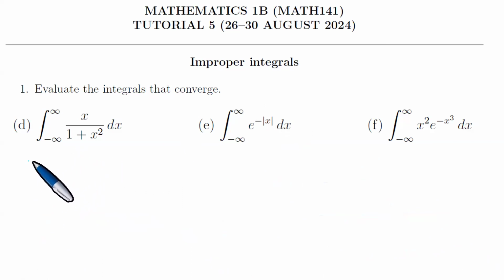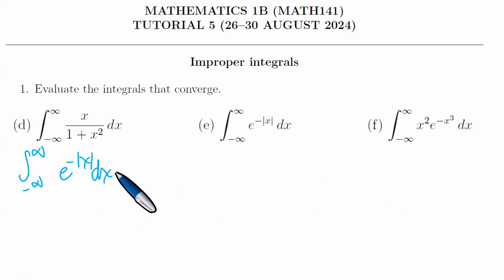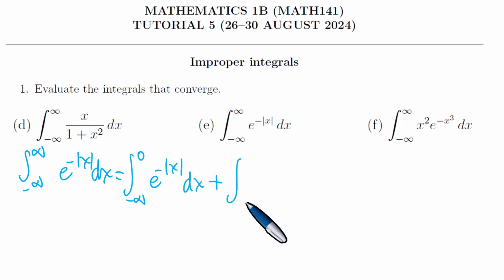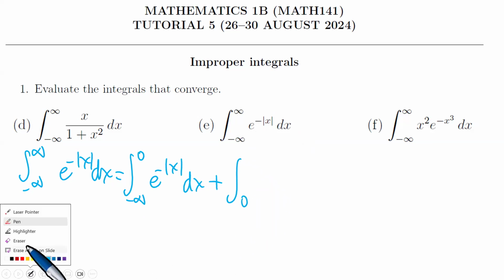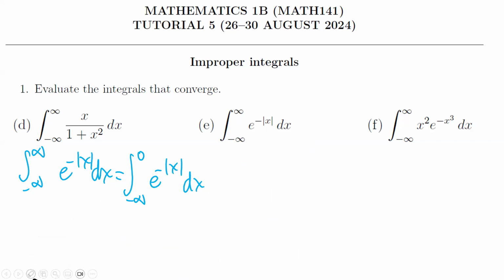For example, you can consider this as minus infinity to infinity of e to the minus absolute value of x dx. We can do it minus infinity to 0 dx plus 0 to infinity, because of the absolute value, we break it apart. We break it into the negative and the positive. Okay, you can write it like this.